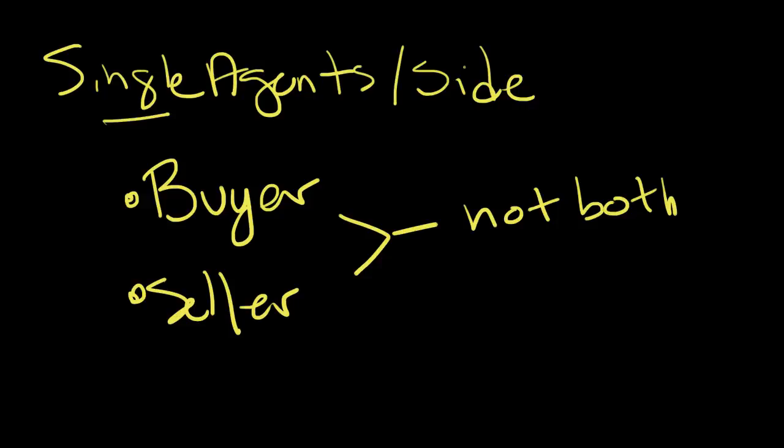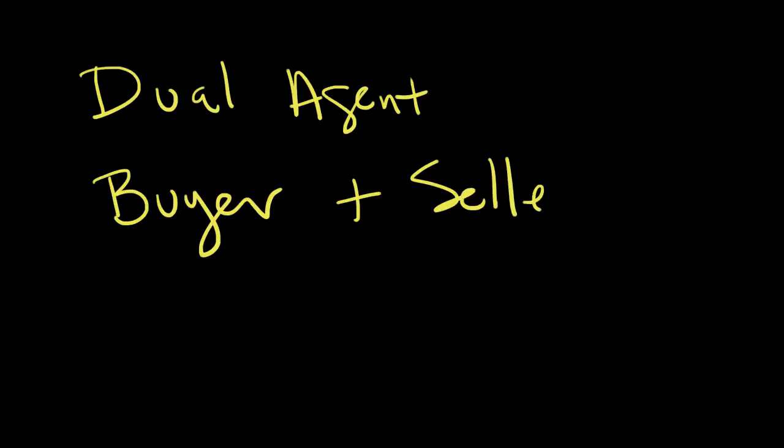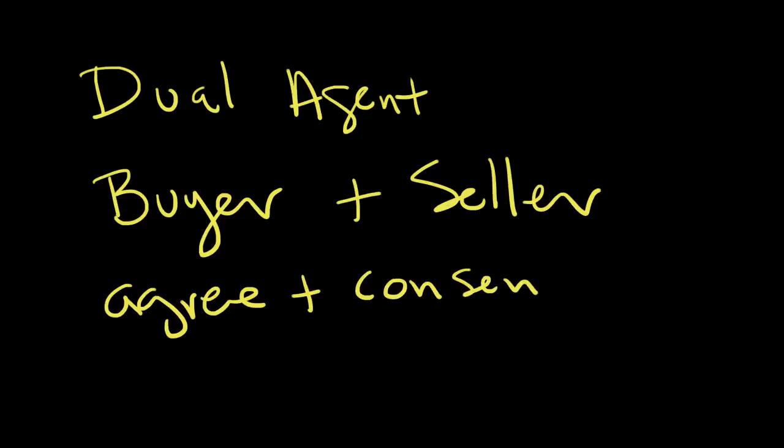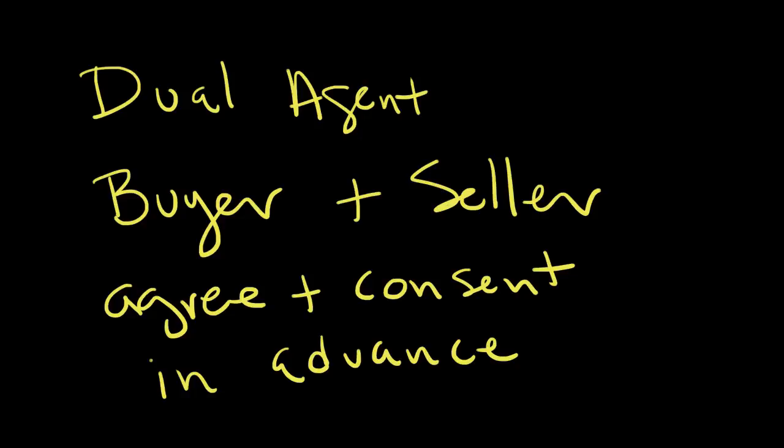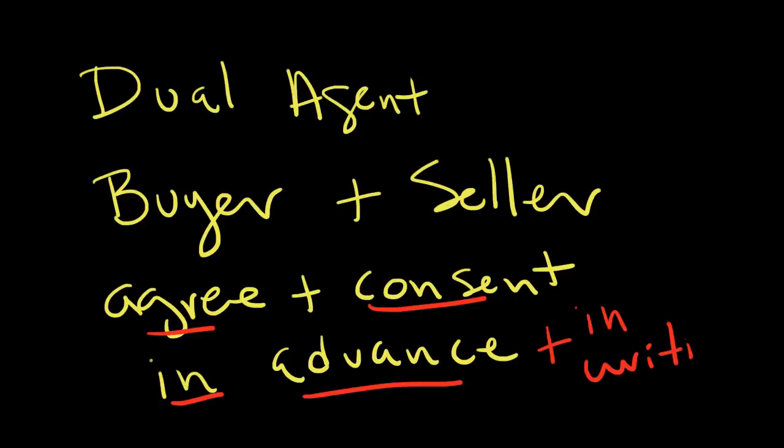Yes, the single agent. Now that begs the question, of course, if there's a single agent, could there be a dual agent? Yes, and it's a beautiful thing if you're a dual agent, because you represent the buyer and the seller at the same time, but only if they agree and consent in advance. They have to say it's okay in advance, before we get to the nitty-gritty of the whole negotiation. They have to agree and consent in advance and in writing. Very important. We're going to talk about this a little bit deeper in just a few minutes.